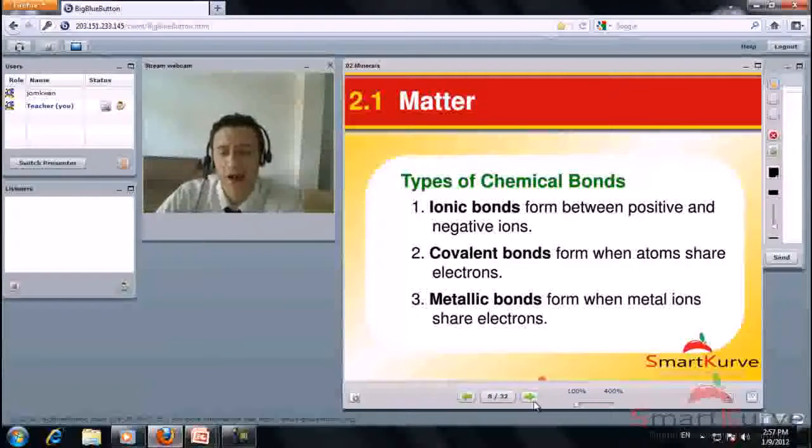And number 3, metallic bonds form when metal ions share electrons.